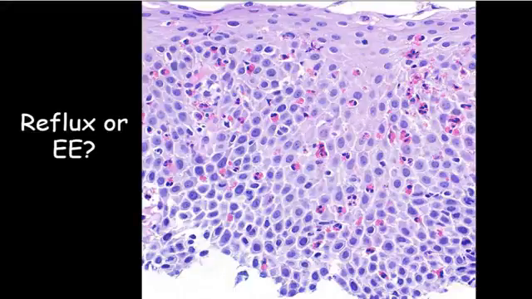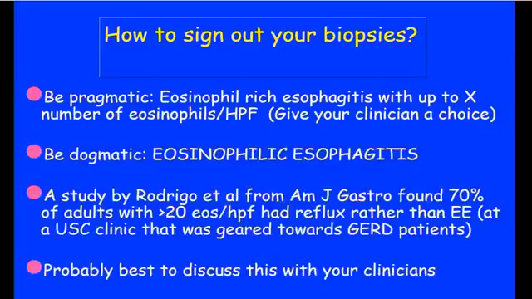So A, you have to educate your clinician to take a lot of biopsies, and B, you have to look carefully to find the one piece that's full of eosinophils. So how do you sign out your biopsies?